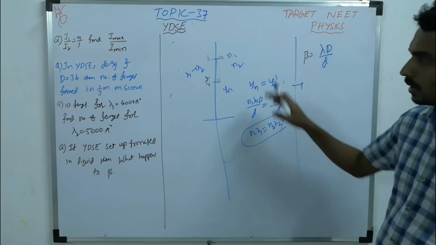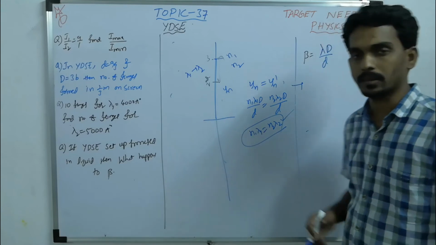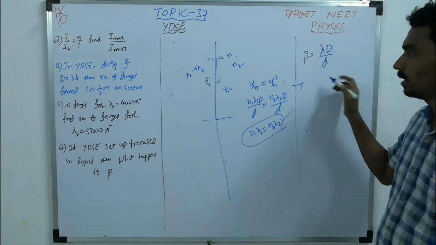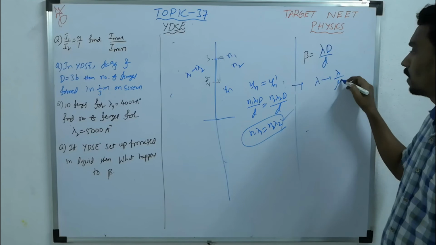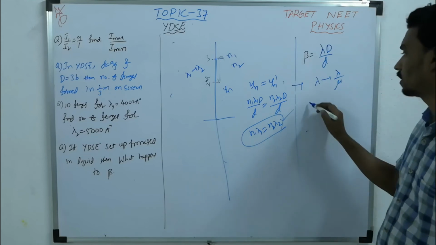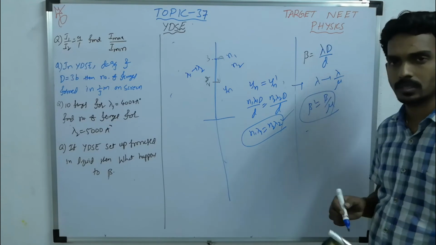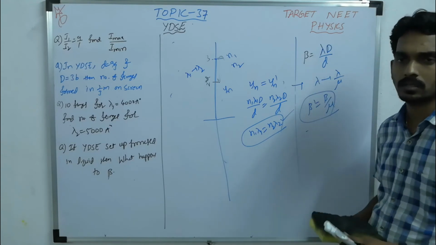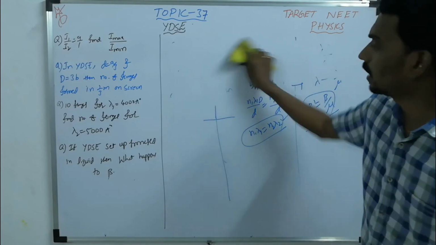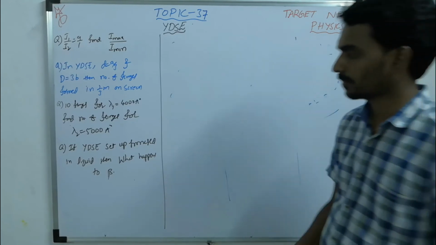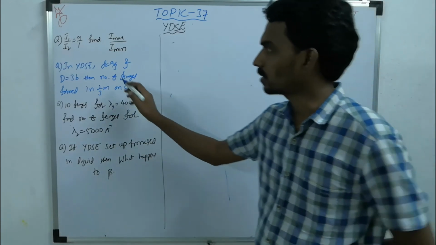Sometimes they will ask, if the whole setup is immersed in some medium, like a liquid, then lambda changes to lambda by mu, where mu is the refractive index. Then beta dash will become beta by mu. So like that also they can ask questions. So let us consider 2-3 questions. Here comes the first question.